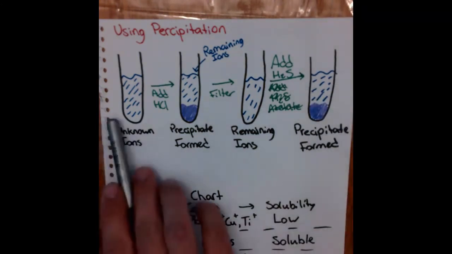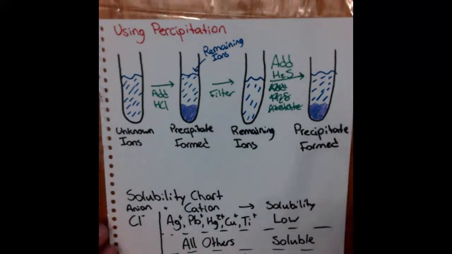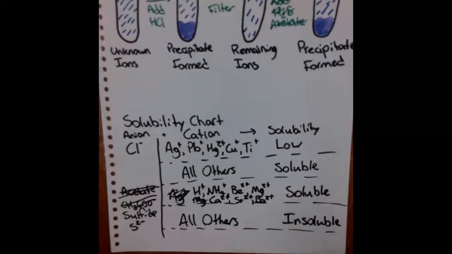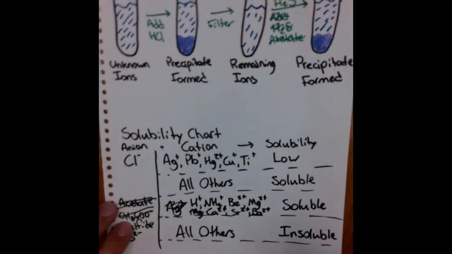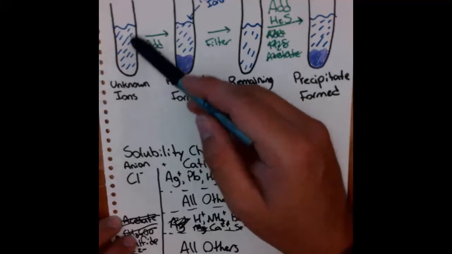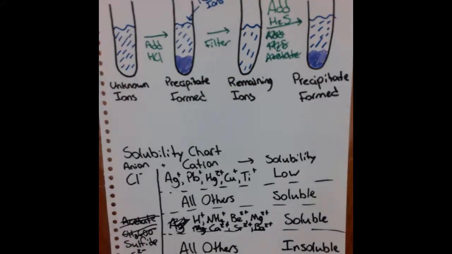So what this can do is it can slowly eliminate various things from our solution so that we can actually have a better idea of what might be composed in that solution. And we can do that using our solubility charts. So in that first reaction where we added HCl to an unknown batch of ions, right?